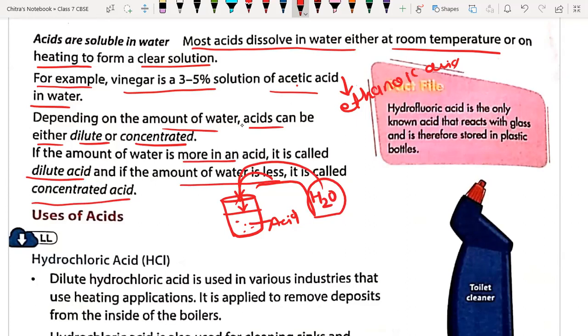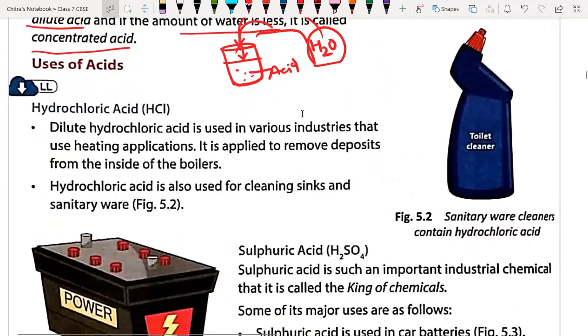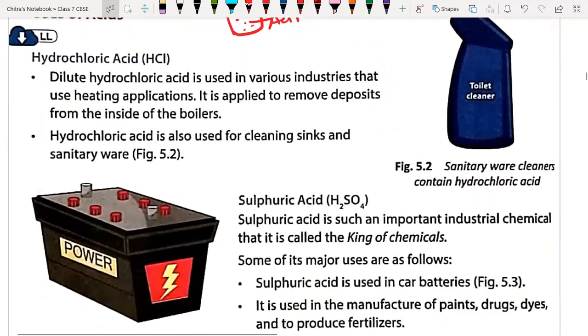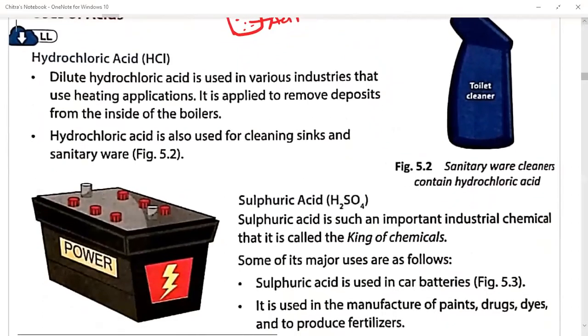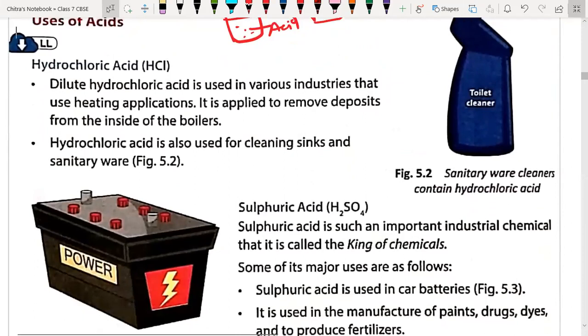Understood, everyone? Yes, sir. Very easy. Now we are going to understand the uses of acid. I have a doubt, sir. After uses. Okay, sir.